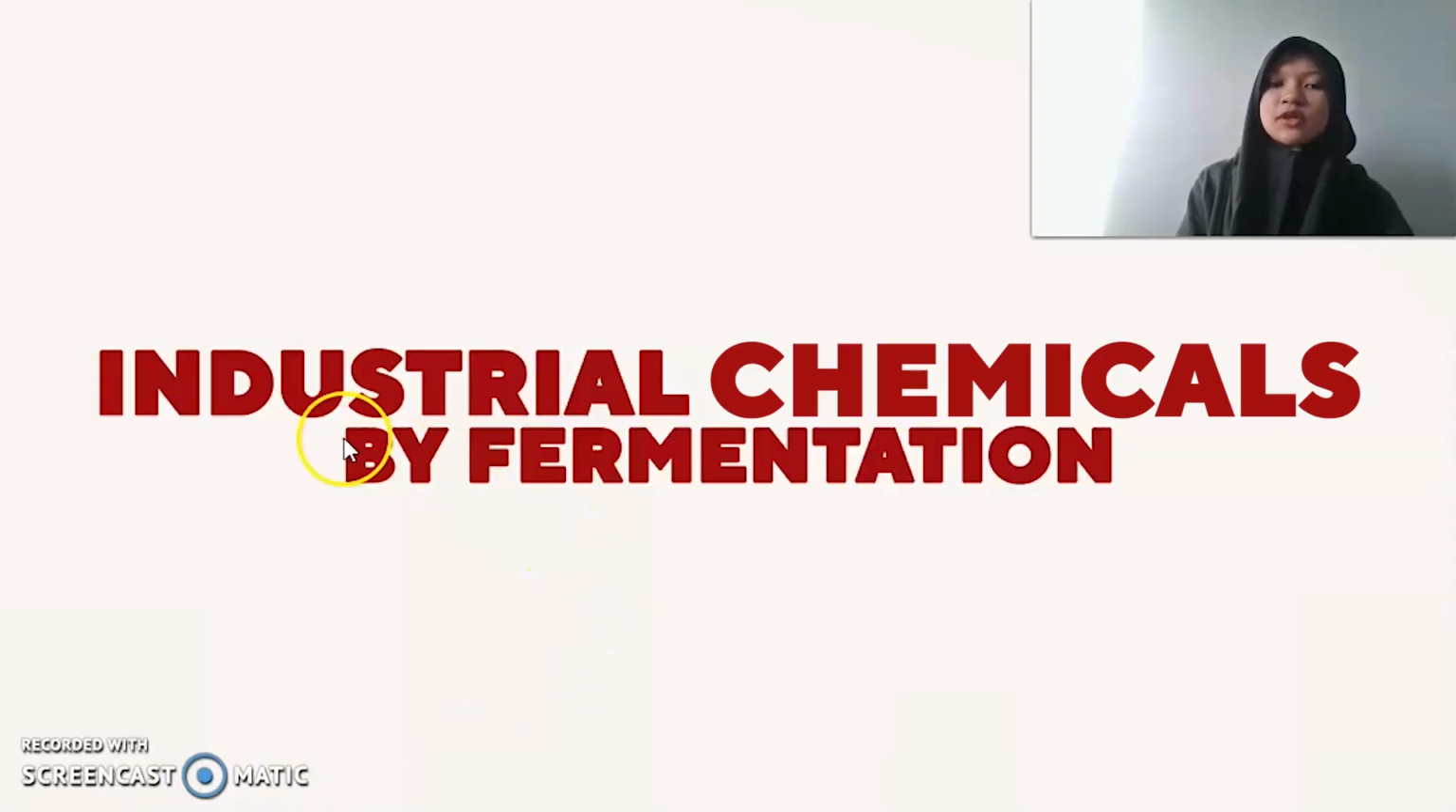We will go to the subtopic Industrial Chemicals by Fermentation. So before we go, under this subtopic, we'll be discussing 4 industrial chemicals that are produced by fermentation. They are ethanol, amino acids, vitamins, and enzymes. So for the first one, ethanol.